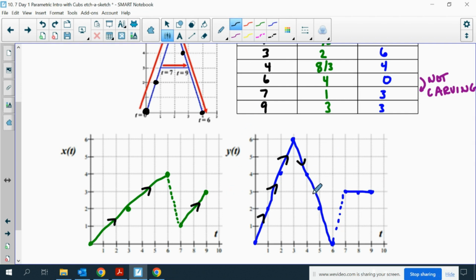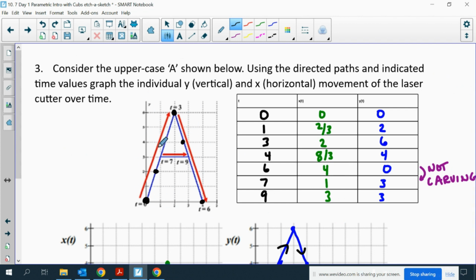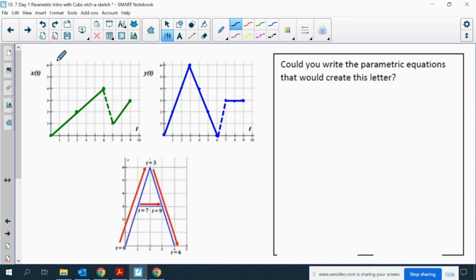So we see what's happening with the arrows kind of moving us in that direction. So that's what would happen with X and Y. And that shows us what's happening with this letter A.